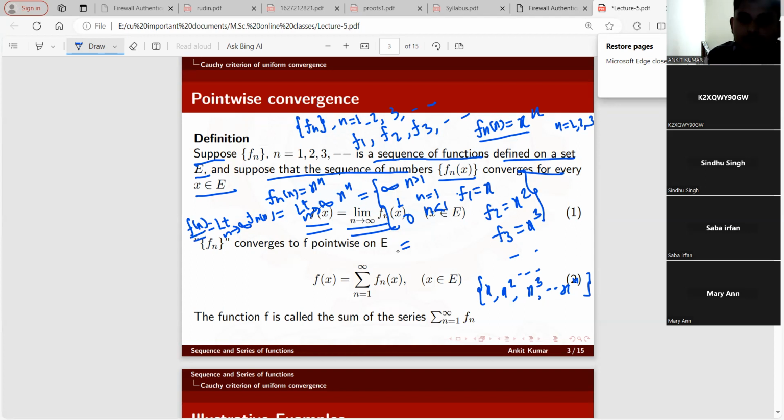This is called f(x). So what is the value of f(x)? If n is greater than 1, if we put x = 2, then it is 2 to the power n.